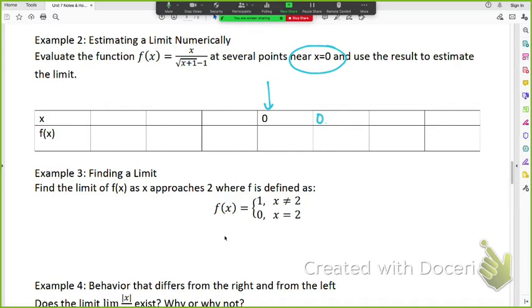0.001. A little bit further away would be 0.01. A little further away would be 0.1. What about on the negative side? Negative 0.001. Negative 0.01. Negative 0.1. And those are the numbers you would plug in and just see if it worked. I wouldn't worry about it too much beyond that.